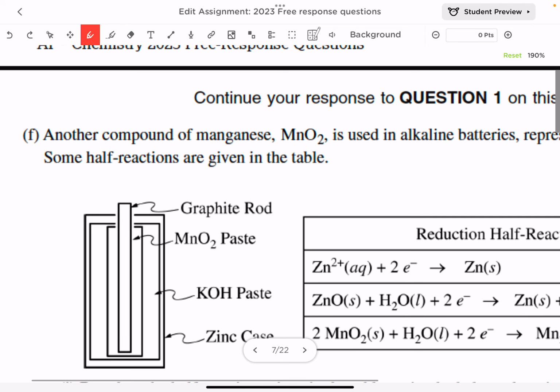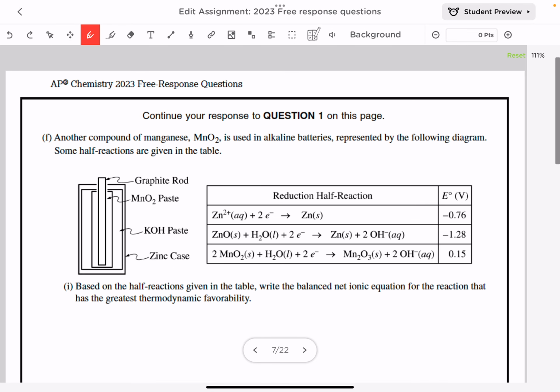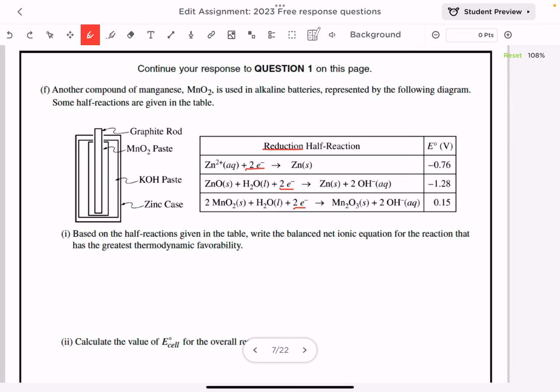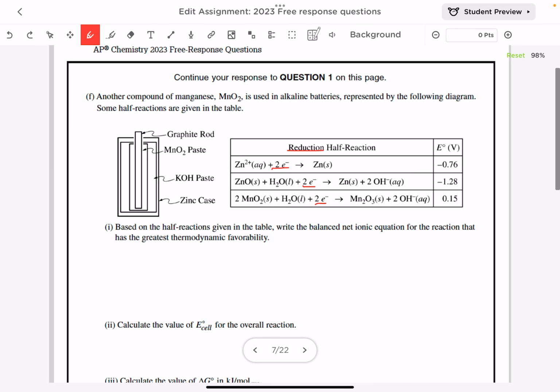Now next part, another compound of manganese, MnO2, is used in alkaline batteries, represented by the following diagram. As you can see here, this is a sealed closed battery and we have 3 reduction half reactions. Always when they give you the half reactions, they're going to give it to you in form of reduction, so electron is gained. Now you look at the potential in order to know which 2 half reactions to choose in order to get a thermodynamically favored reaction.